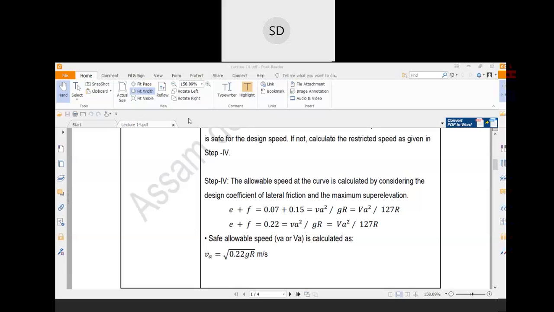And next, if you find that your f value is more than 0.15, in that case you have to put the maximum super elevation value as 0.07 and the maximum coefficient of friction value as 0.15, and you have to find out the speed value. So these are the steps to calculate the super elevation in the mixed traffic condition.